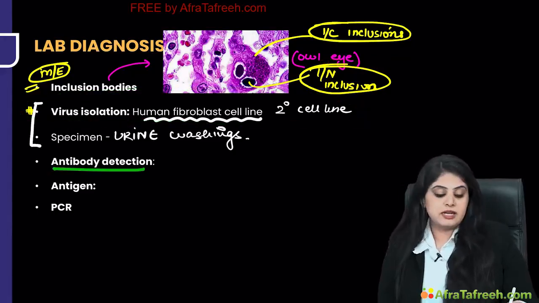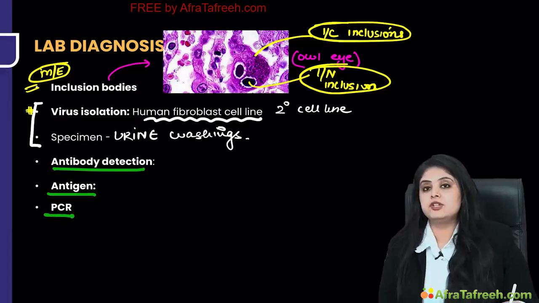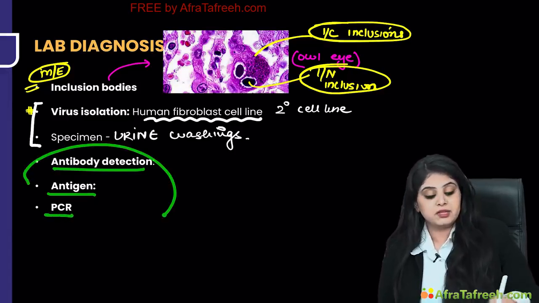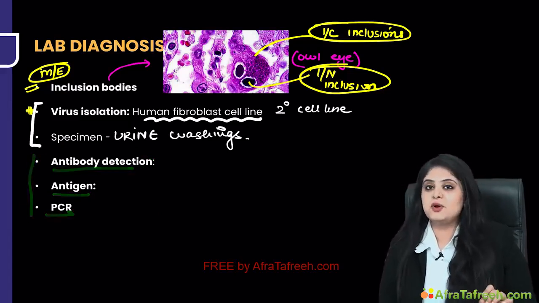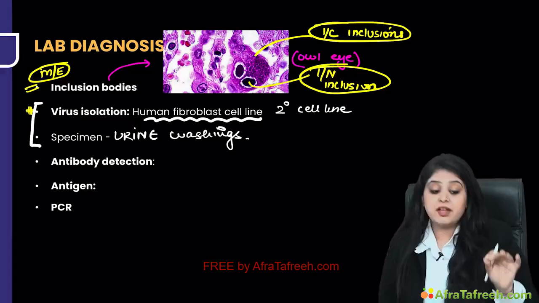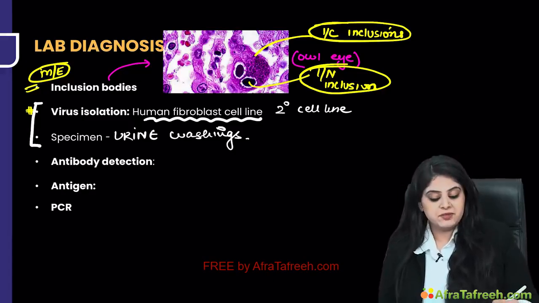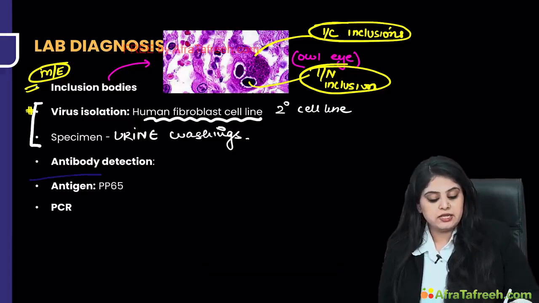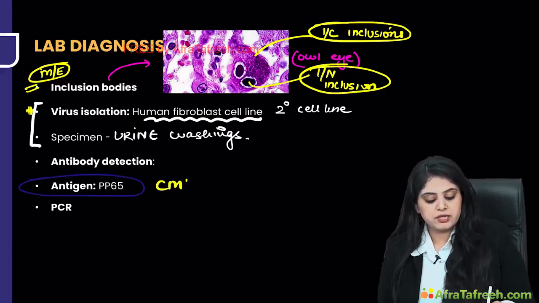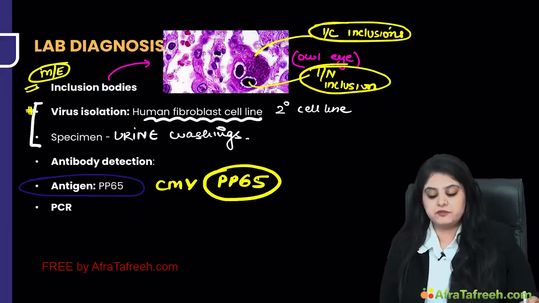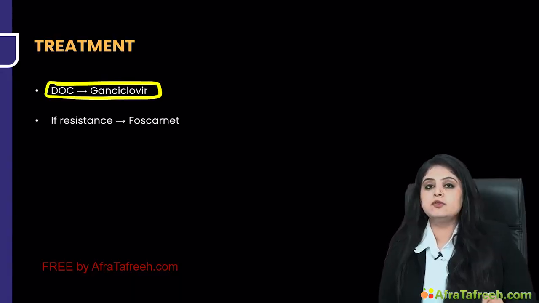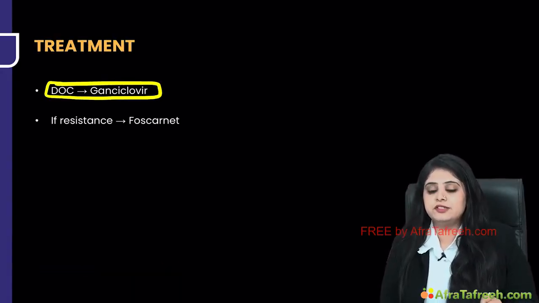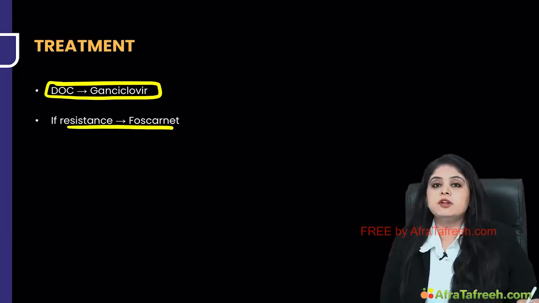Antibody detection can be done, antigen detection can be done, polymerase chain reaction can be done. Honestly telling you, this can be done for every virus on this planet. Antigen, antibody and PCR, so you just have to copy paste everywhere. But why have I written it specially for this virus over here? Because they ask you which antigen you detect. And remember, the antigen for cytomegalovirus is the pp65 antigen. Coming finally to the treatment aspect, the drug of choice is going to be ganciclovir, the acyclovir ganciclovir series. And if there is resistance, we go in for foscarnet.